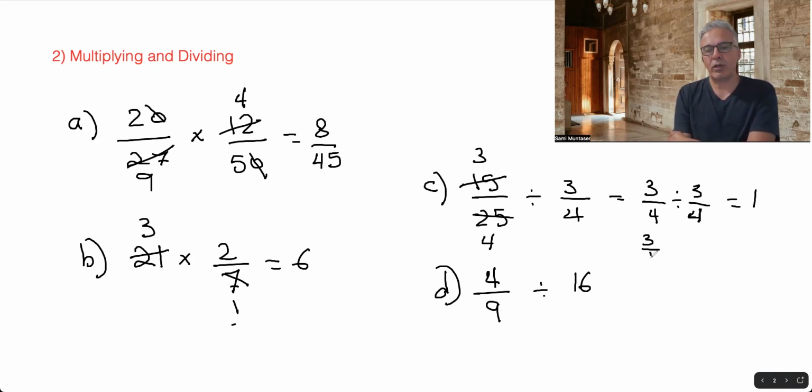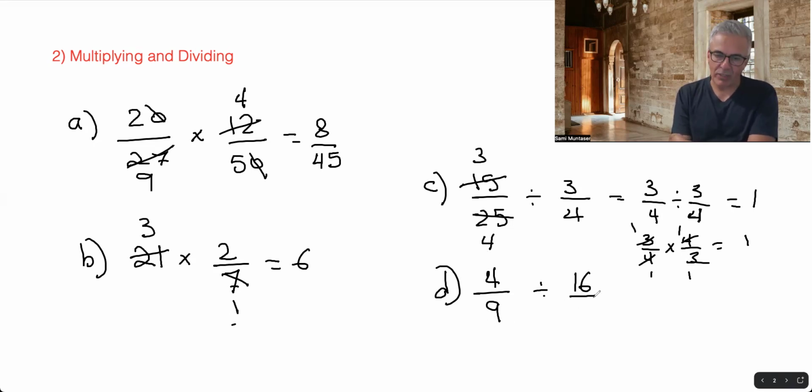Or you just go 3/5 times, you flip this, 5 over 3, then you know you're going to reduce this with this, and you get 1 over 1, and you reduce this with this, you get 1 over 1, and therefore 1 times 1 on top is 1, 1 times 1 on the bottom is 1. But when there's a 1 on the bottom, you don't bother writing it. How about 4 over 9 divided by 16?